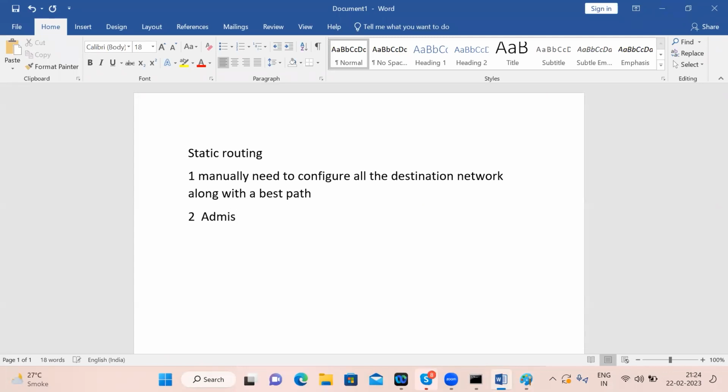Second point, administrative distance. How many of you know about the administrative distance? What is the administrative distance for the static routing protocol? It's one. So what exactly is it? One, sir. Why do we use administrative distance in any of the routing protocols? Why do we use the concept of administrative distance?